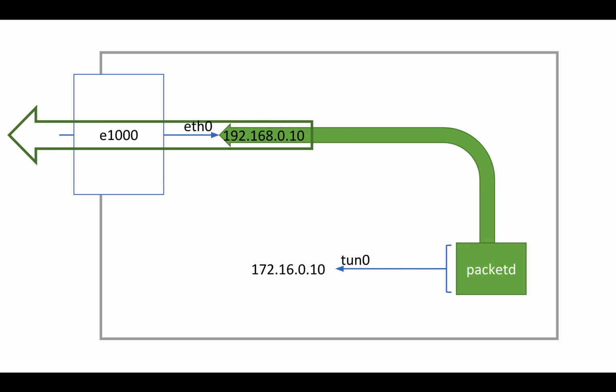So this is a very classic way. Packet D in this case is a VPN client. This is a very classic way of doing things. And my connection to the internet now isn't that ETH0, it's tun0, and it does what it says on the tin. It puts the packets I send it into a tunnel and then sends them out.